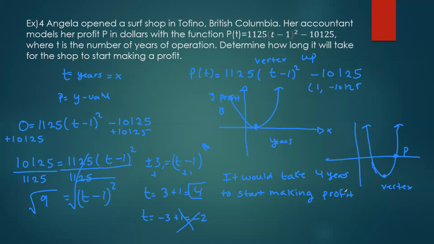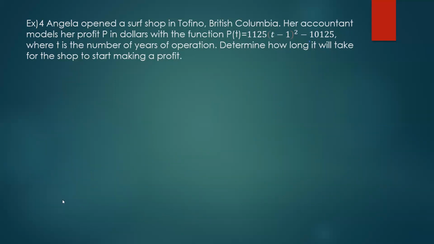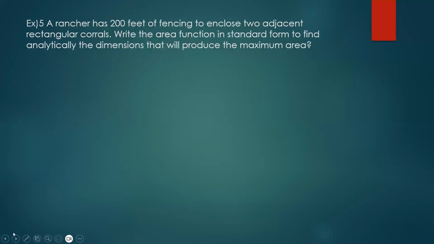Okay, let's move on to example 5. The last one. So a rancher has 200 feet of fencing to enclose 2 adjacent rectangular corrals. Write the area function in standard form to find analytically the dimensions that will produce the maximum area. So let me draw an image. So it says a rancher has 200 feet of fencing to enclose 2 adjacent rectangular corrals. So what does that look like? 2 rectangular corrals would look something like this.